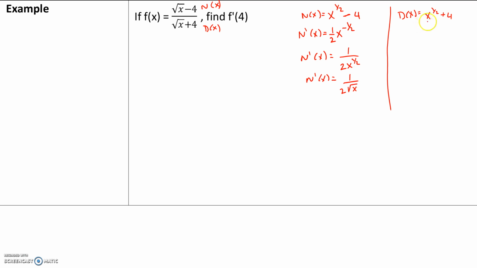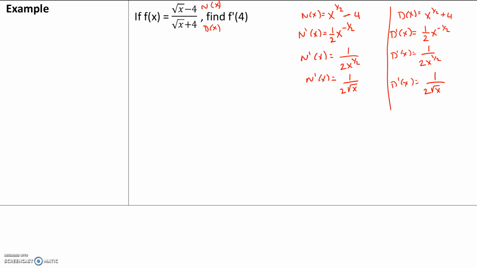Now we have d of x equals x to the 1/2 plus 4, and we want to find d prime of x. So this is once again 1/2 x to the negative 1/2. By the same rationale, let's move the negative 1/2 to the denominator. This gives us 1 over 2x to the 1/2. And then x to the 1/2 is just square root of x. So this also gives us 1 over 2 radical x. All right, so it looks like we have the same derivative for the numerator and denominator.